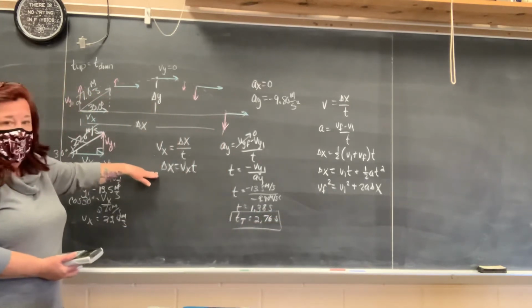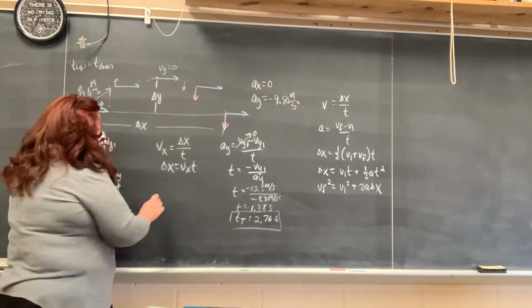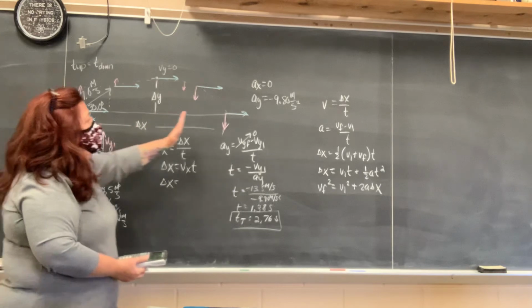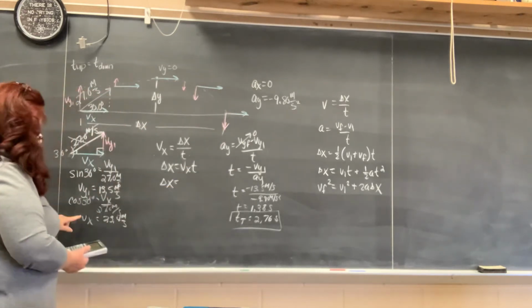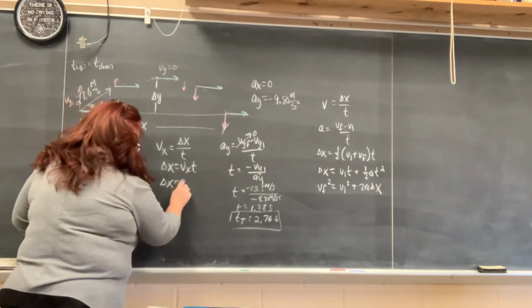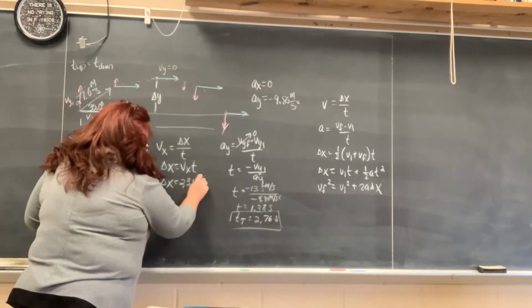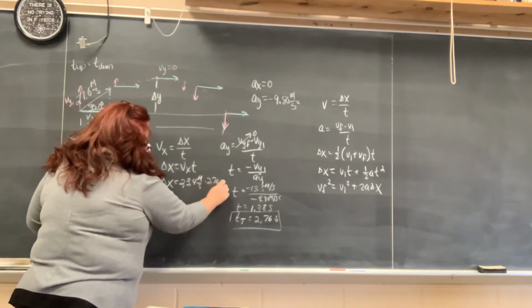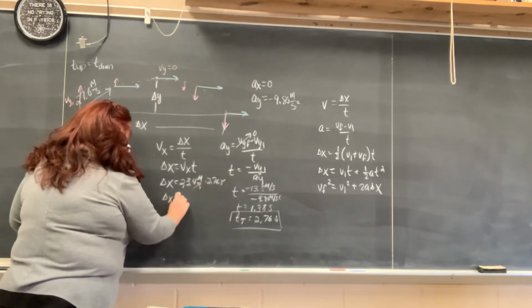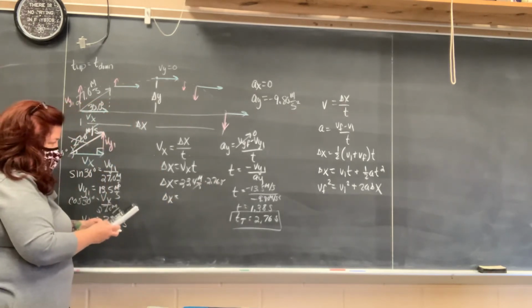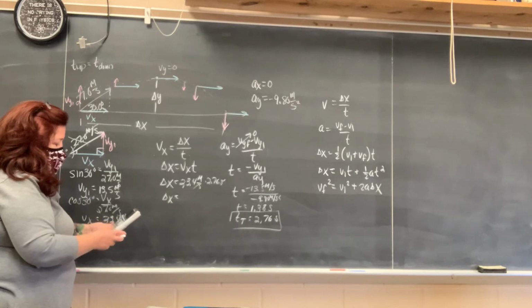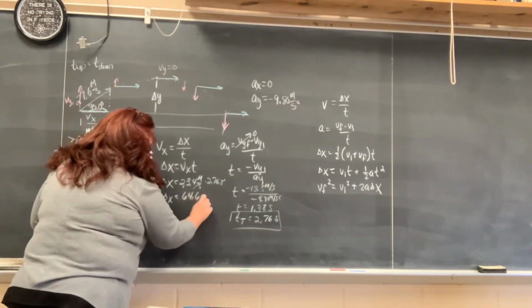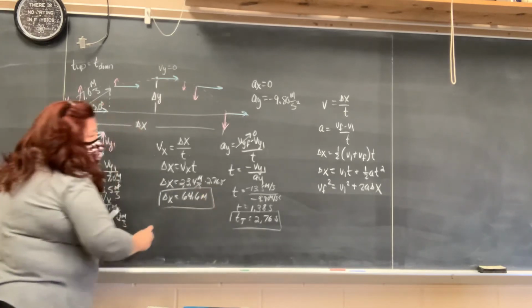Now I can come back over here and figure out where the football lands. Delta x is from the beginning to the end. So I take Vx, 23.4 meters per second, and I multiply it by the total time, 2.76 seconds. It's 64.6 meters. That's where the football is going to land.